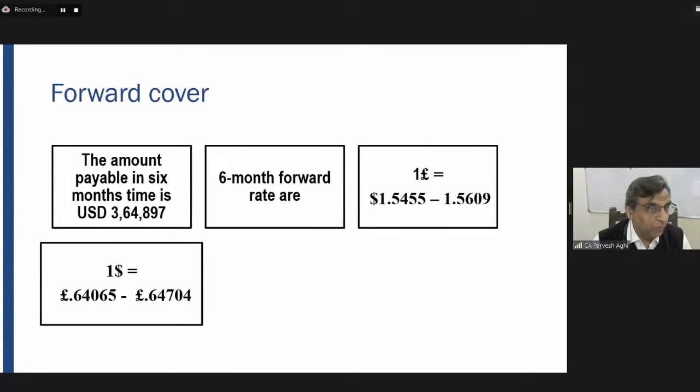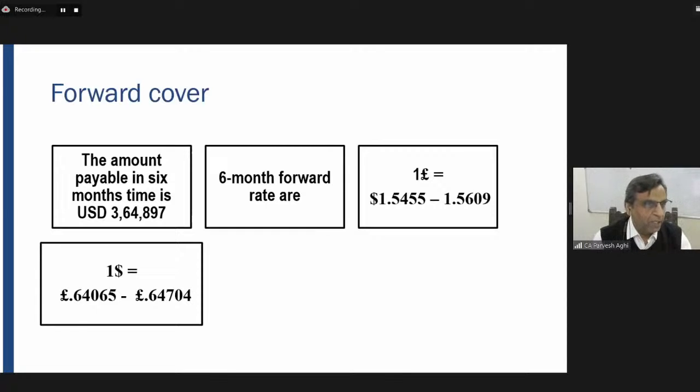Now, since you have dollars, your money is payable to you. You have to pay the money to someone. So which rate is applicable? Bid or ask? Since you are going to go for the ask rate here, because you're going to go to the bank and say, I want dollars. So bank is going to tell you, here's the rate, 0.64704 per dollar. This is the pounds you're going to get. So this is my ask rate. This is my selling rate.